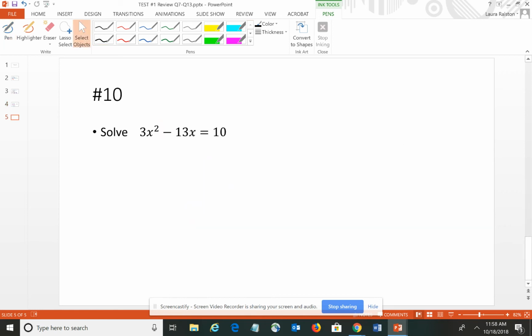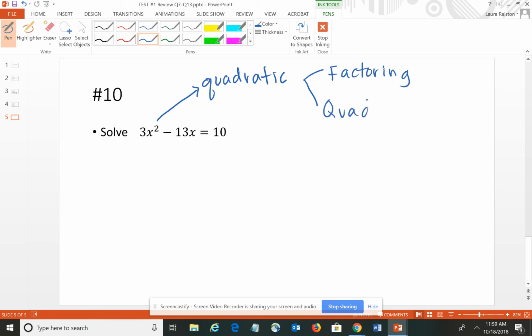And then number 10. Number 10 also asks you to solve an equation. And this particular equation is a quadratic. And I recognize it as a quadratic because it has the exponent of 2. Typically, when we solve quadratics, we have two options. We can either factor if the problem is factorable, or we can use the quadratic formula.